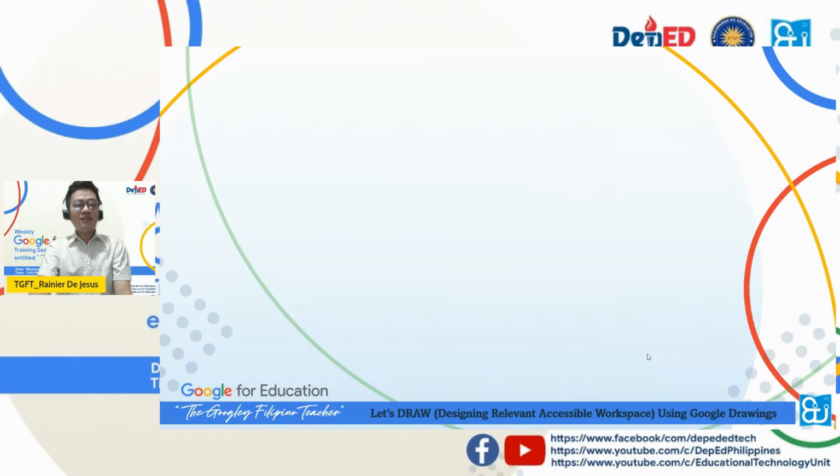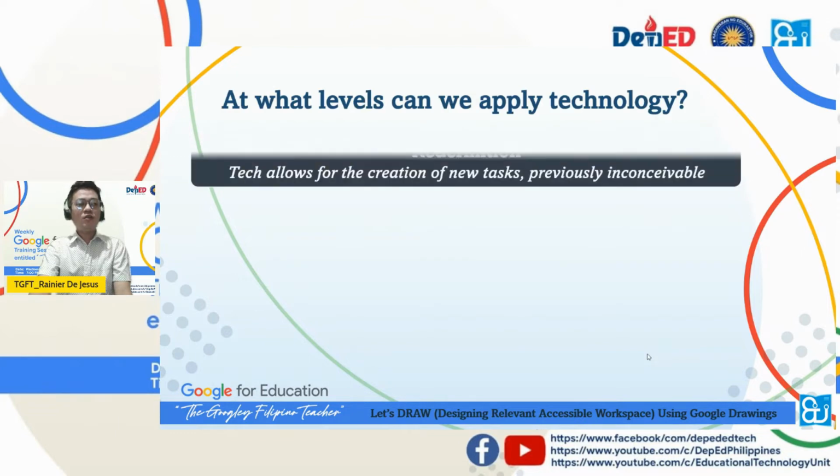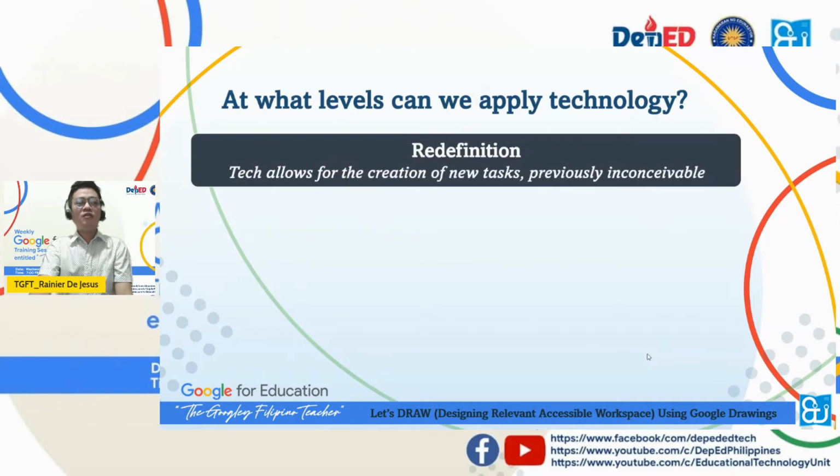Now, the last stage is what we call the redefinition. The technology allows for the creation of new tasks previously inconceivable. The last stage of the SAMR model represents the pinnacle of how integrated classroom technology can transform a student's experience. In this case, you ask yourself if the technology tools allow educators to redefine a traditional learning task in a way that would not be possible without the technology, creating a novel experience.